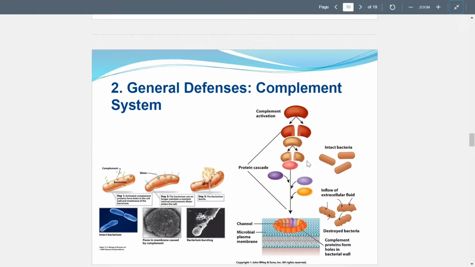So the complement is like a key to the bacteria, and it's going to poke holes around the bacteria so that it could burst. And once that bacteria has burst, all of the good guys can come in and attack it, and that bacteria is going to die. Here's a little picture of it, if it helps.